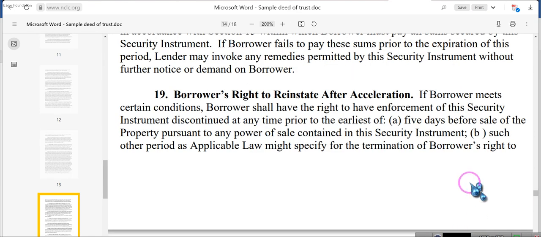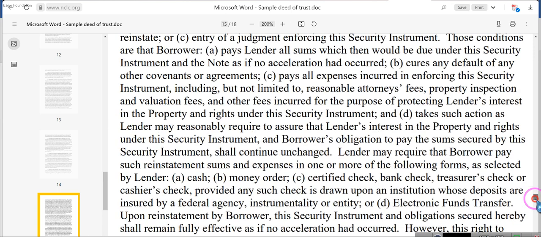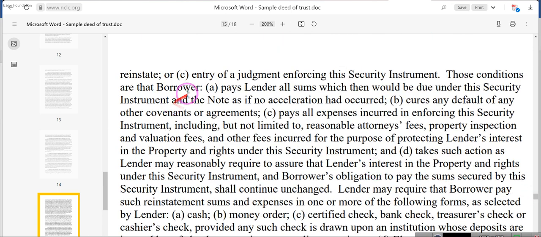Okay, ladies and gentlemen, here's your right of redemption. It has nothing to do with equitable or statutory. Your right of redemption is written into the contract. If the borrower meets certain conditions, the borrower shall have the right to have enforcement of this security instrument discontinued at any time prior to the earliest of 5 days before the sale pursuant to the power of sale, or such other period as applicable law might specify for the termination of the borrower's right to reinstate, or entry of a judgment enforcing the security agreement.